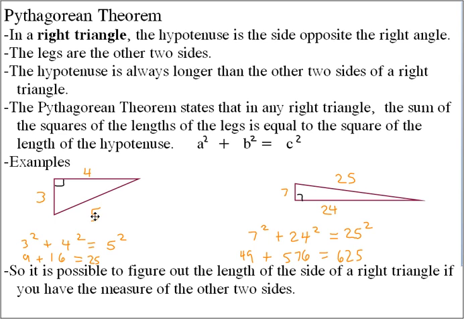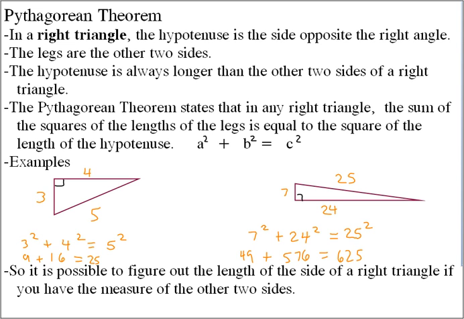So here, you've got a 5. That's opposite the right angle, so it's the biggest one. Same here, 25. So that's the hypotenuse. 3 and 4 are what are called the legs. Those are just the other two sides. Here it's 24 and 7. So that's just the way it works.